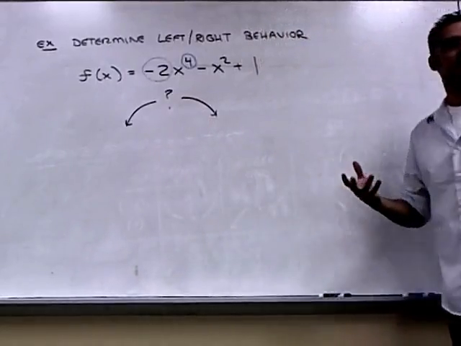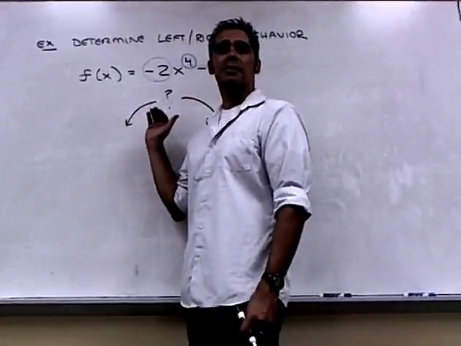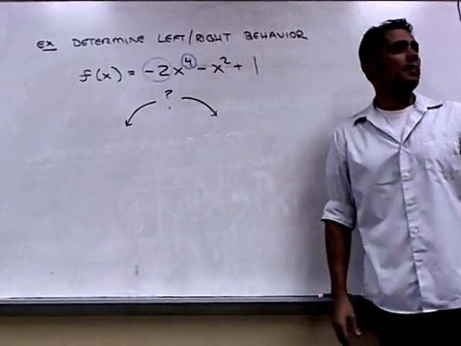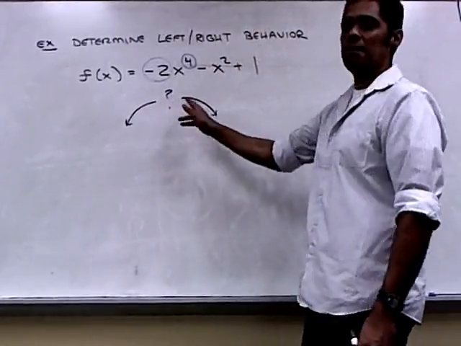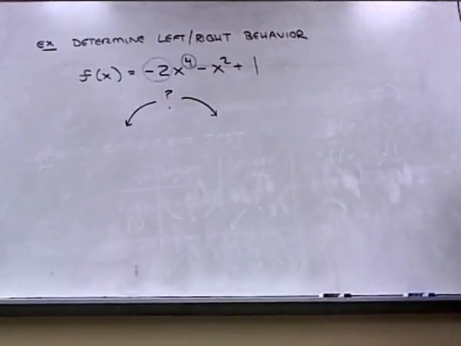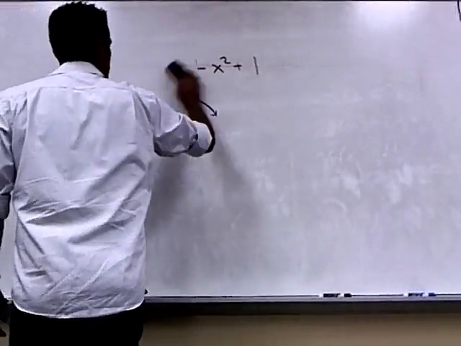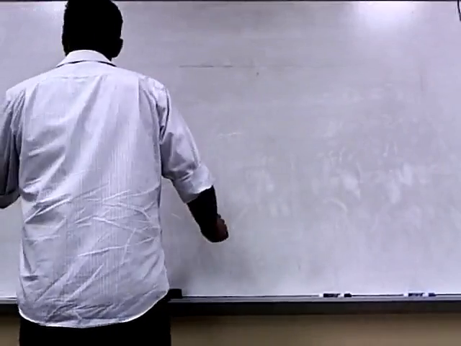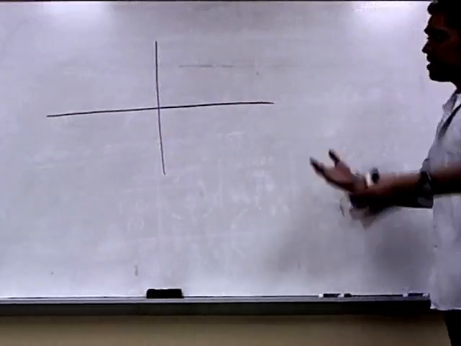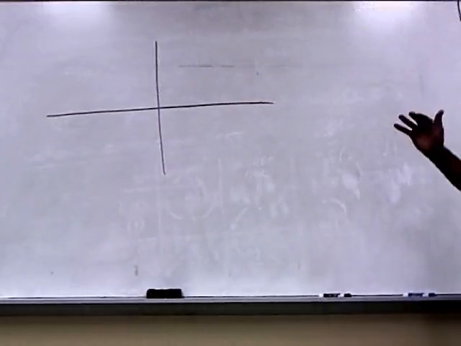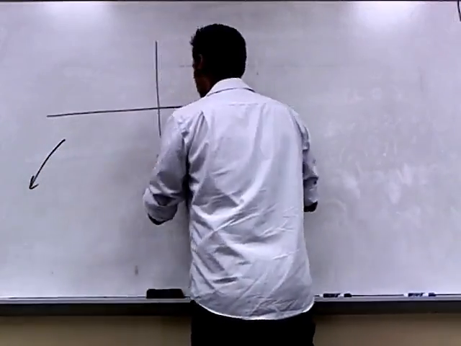That's exactly what the next idea is now. The leading coefficient test tells us the left and right behavior, but tells us nothing about what's happening in the middle. So our goal now is to figure out what's happening in the middle. Let's just say I have some graph, and I know that the left-hand side goes down, the right-hand side goes down. So I'm just going to do something like that.